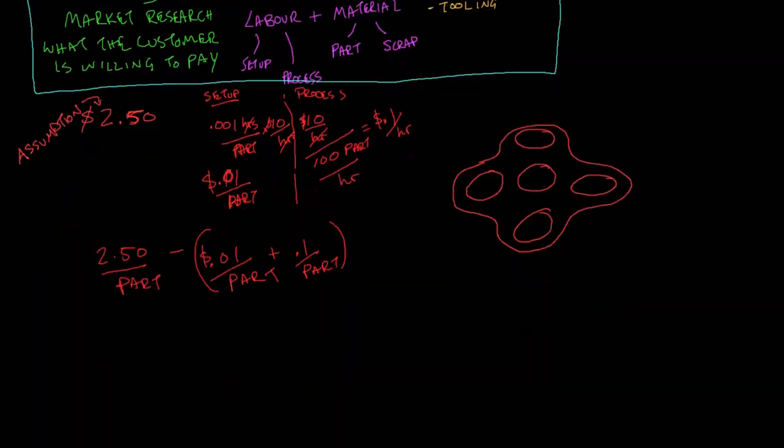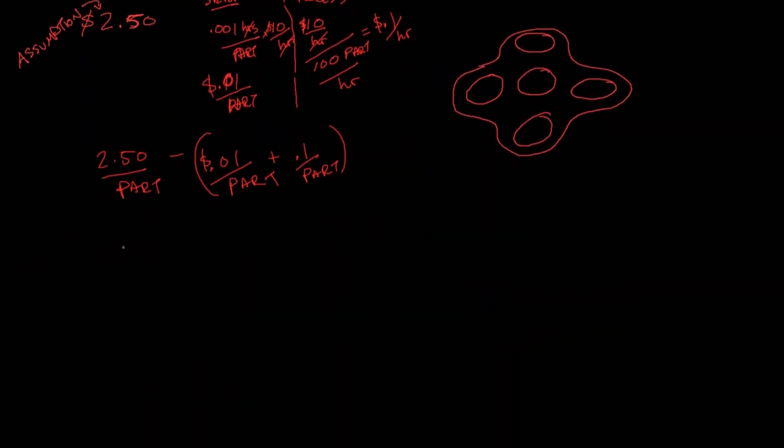So now we figure out that our profit is actually quite good, and it's about $239 per part. That took away 11 from 250.